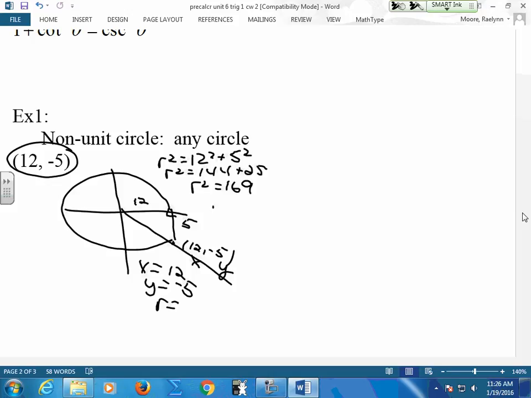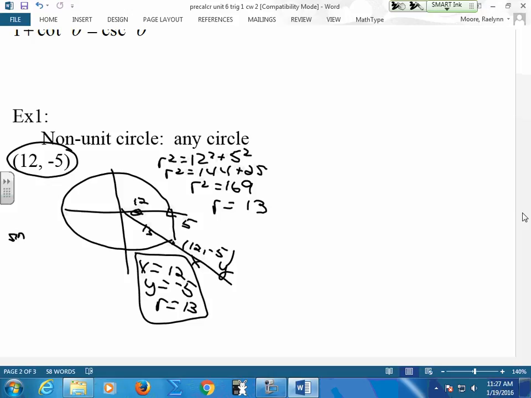So it's the square root of 169. 13. Okay, this is a triple. This is one of your triples. From this, I don't know what this angle is. Doesn't matter to me, but can I find all 6 trig functions?